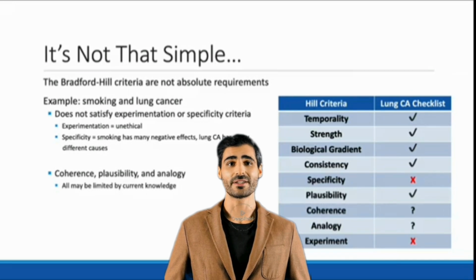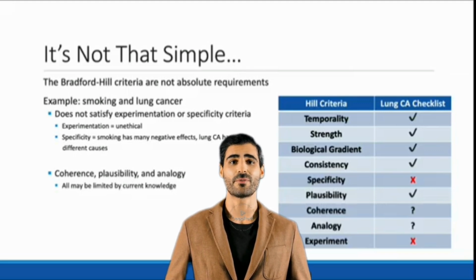We then turn to the biological gradient, or dose-response relationship. This means that more exposure to the factor should lead to a greater risk of the outcome. The more cigarettes someone smokes, the higher their risk of developing lung cancer, which strengthens the case for causality.